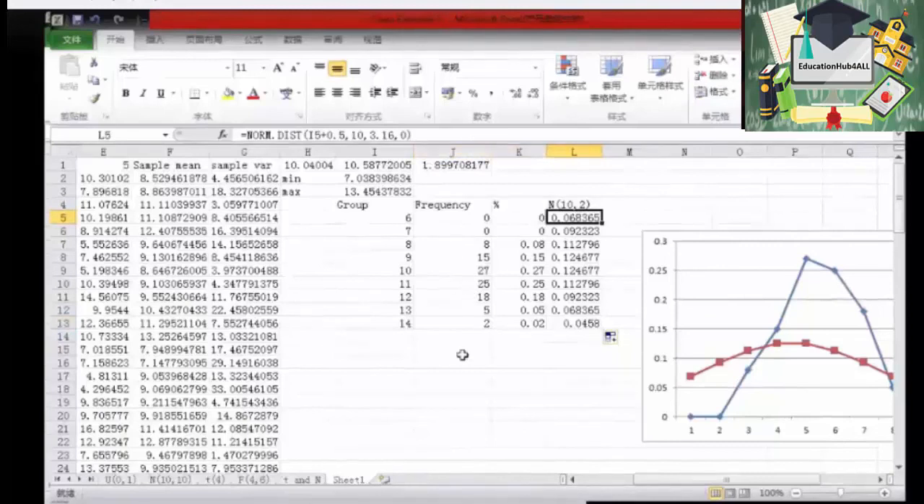Especially if we have a very large sample, y plus half, because this value is actually between 7 and 8. So the middle point, the middle group value, is 7.5. So it's better, that's why here I do some adjustment on the back.